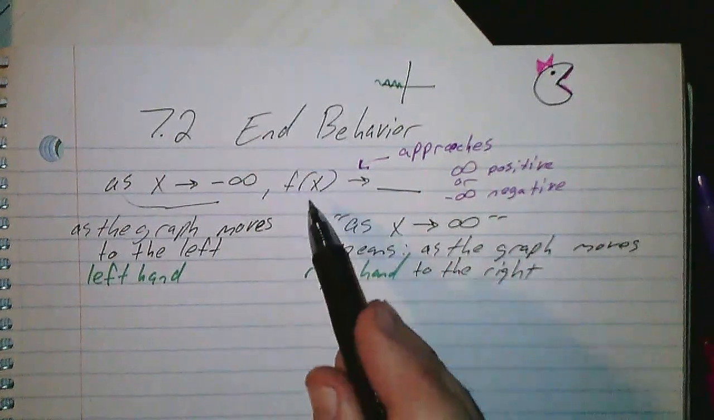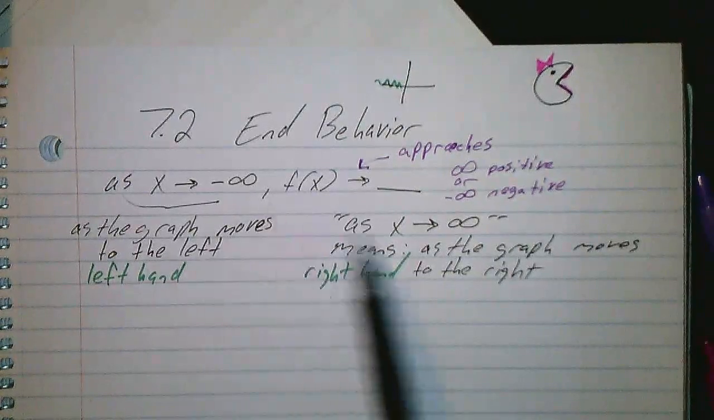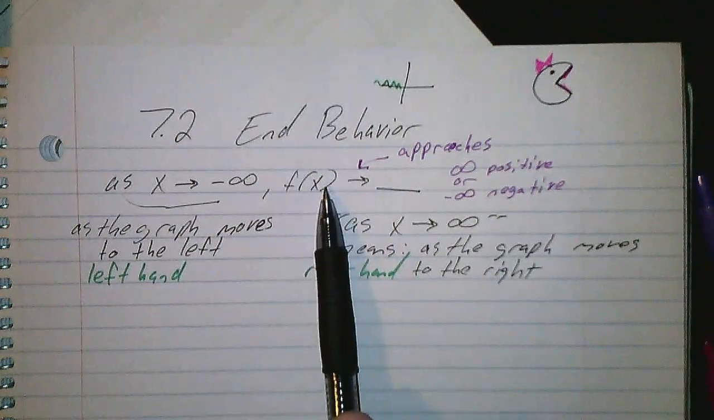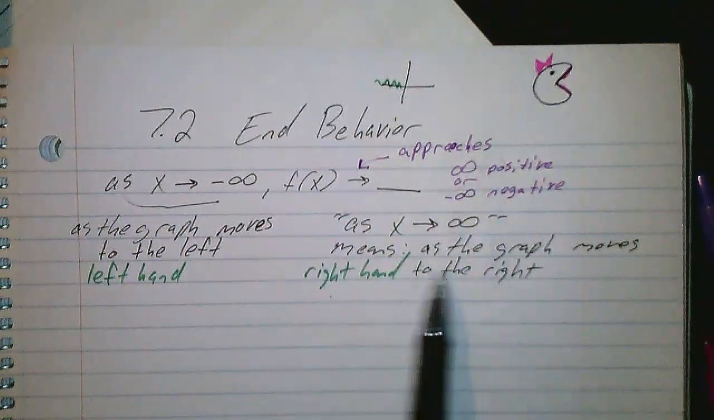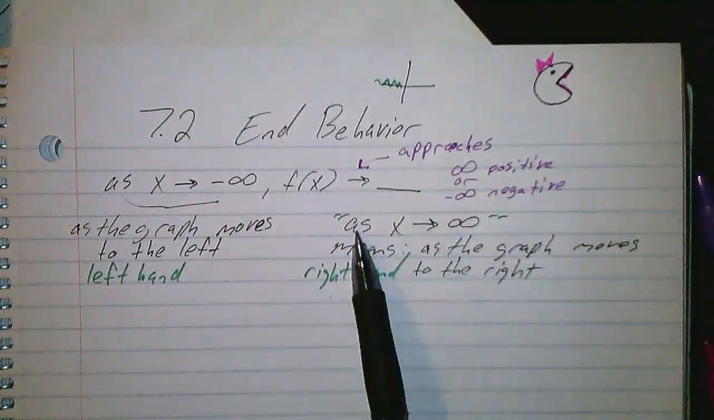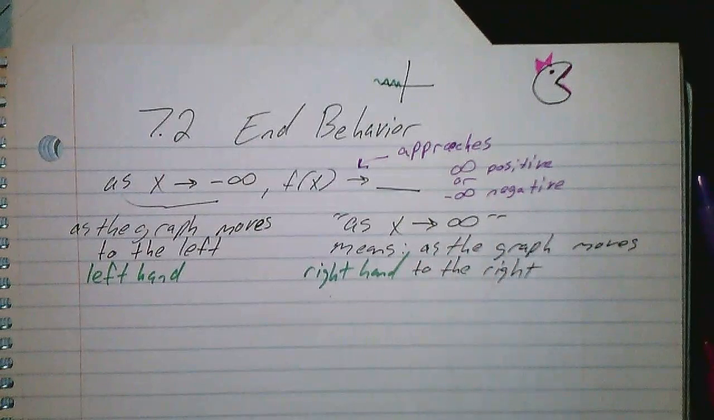And of course, f of x is y. So it's talking about, as the graph moves to the left, what does the y value do? Does it go up or down? And then as the graph moves to the right, or as x approaches positive infinity, what happens to the right-hand side of the graph? Does it rise or fall?